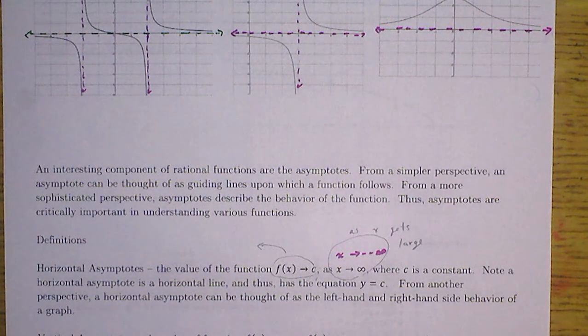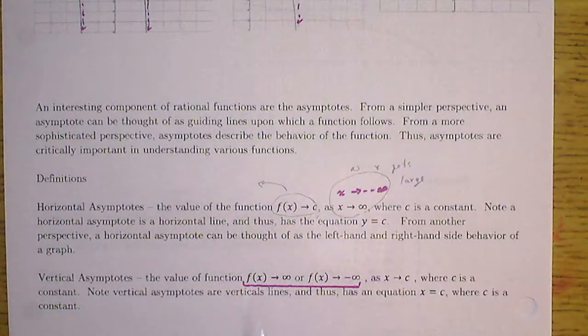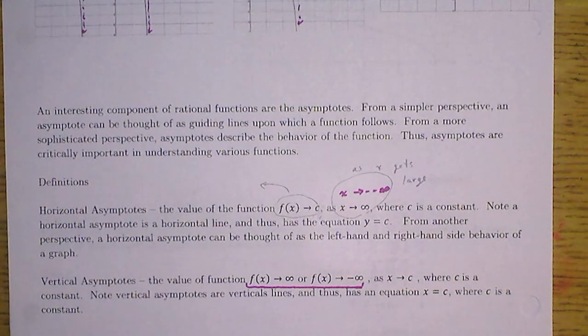So let's take a look at a vertical asymptote. A vertical asymptote is a little bit more interesting from a definition point of view anyways. The value of the function f of x approaches infinity or negative infinity as x approaches some constant c. Note vertical asymptotes are vertical lines and thus have the equation x is equal to c, where c is just a constant.